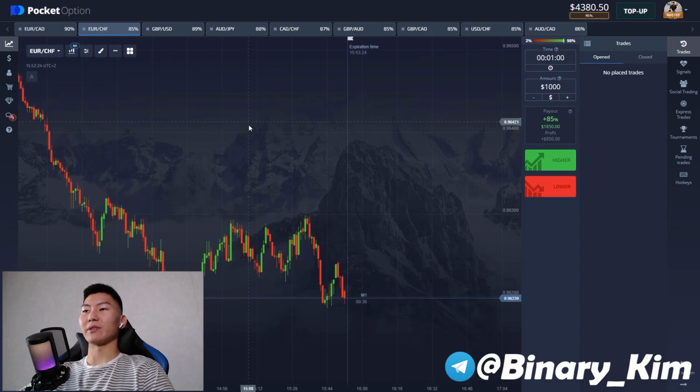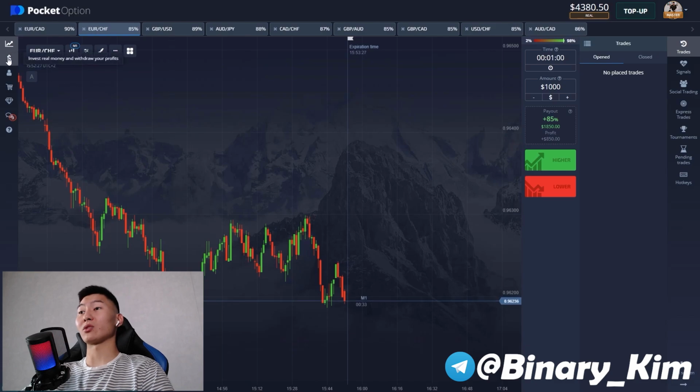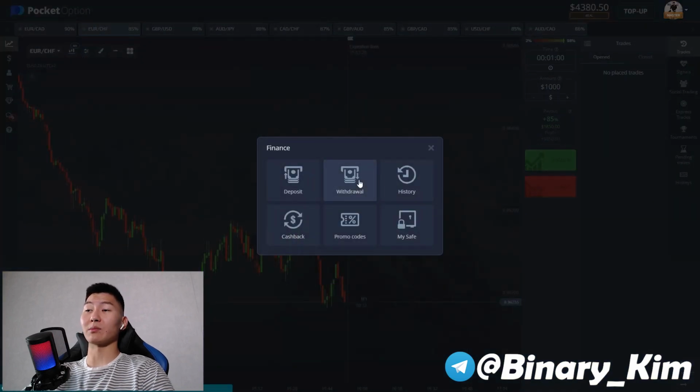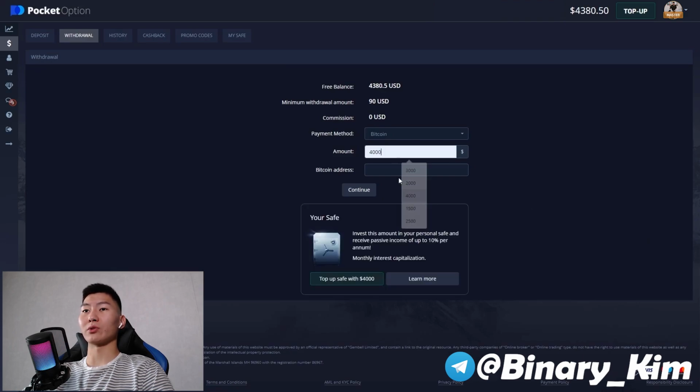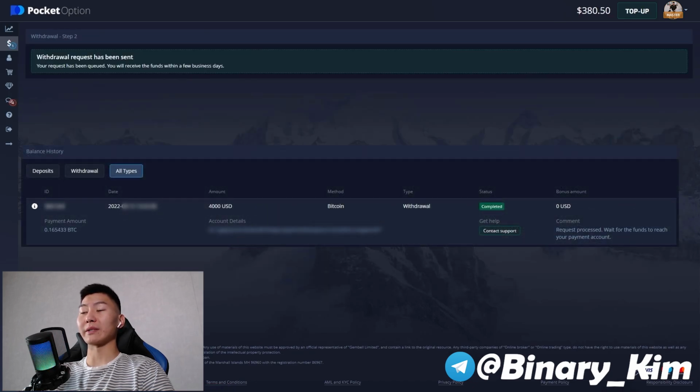With the help of these indicators, if you're interested, then try them yourself, guys. And let's move to the withdrawal. Write down $4,000, Bitcoin address, press the continue button. That's it, guys. Our withdrawal is processing. There is $380 left on our balance, and of course I will show the screen where it's done as usual, guys.